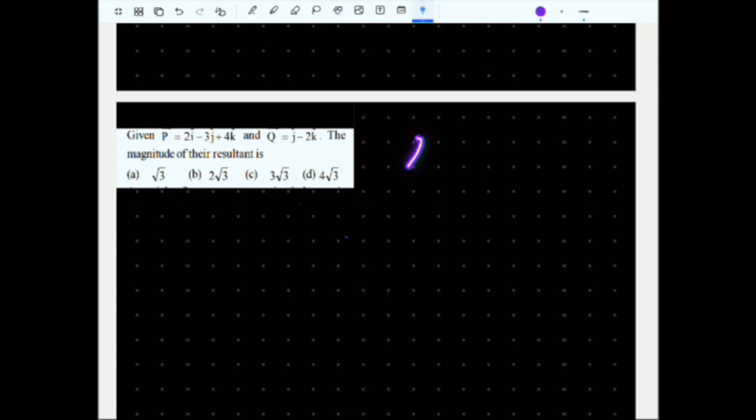This is one question of BITSAT 2018 PYQ of physics. It says that given P is equal to this vector and Q is equal to this vector, the magnitude of their resultant. So it is just asking for the magnitude of the resultant.